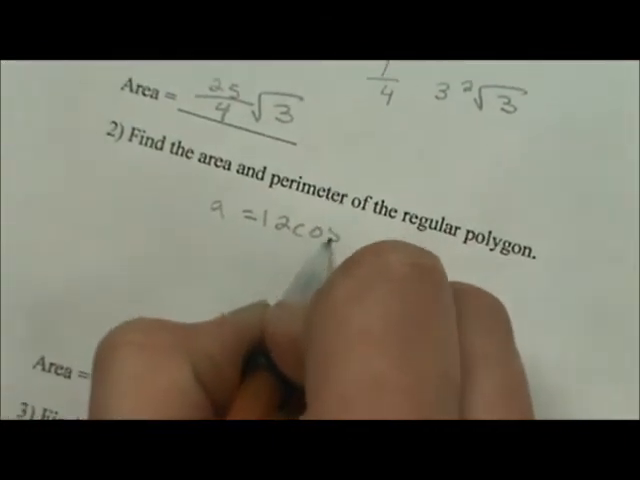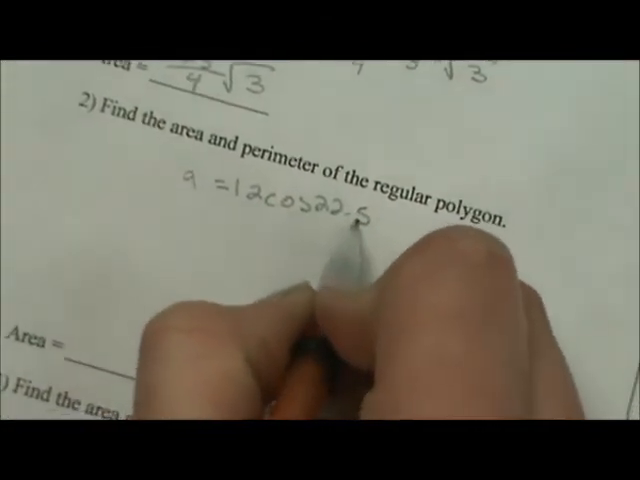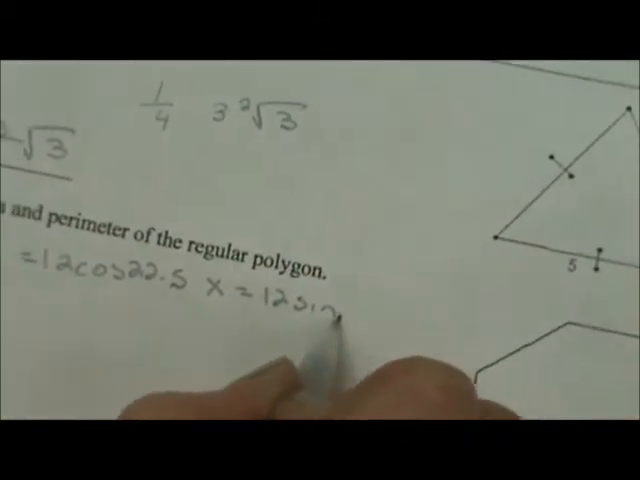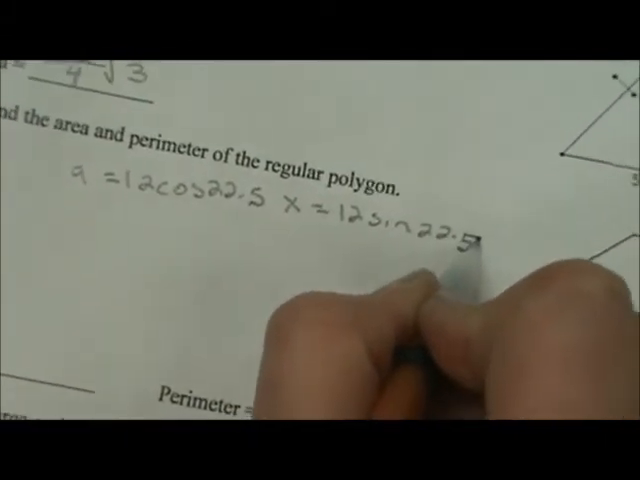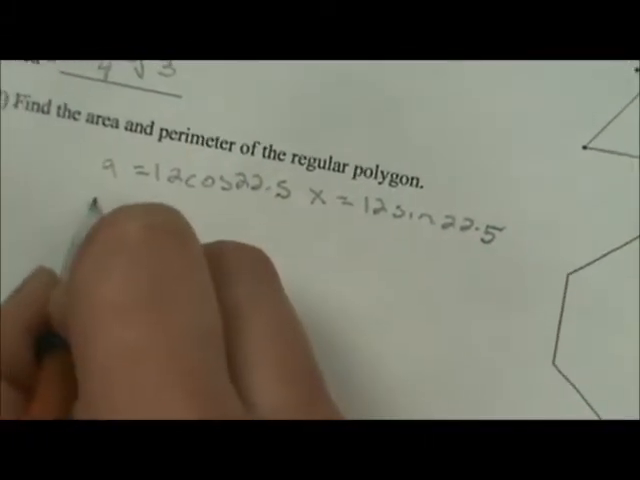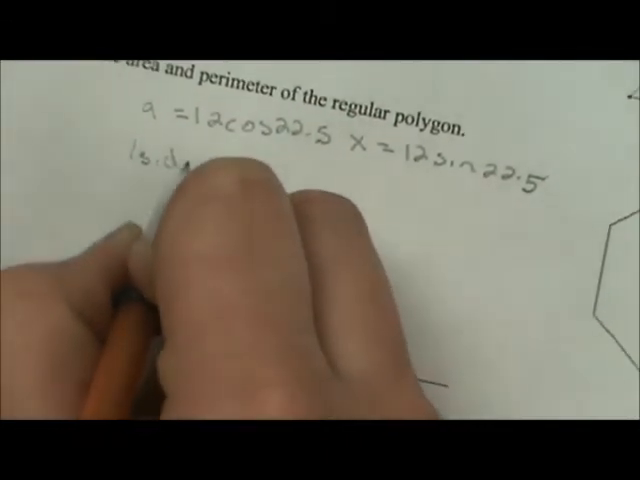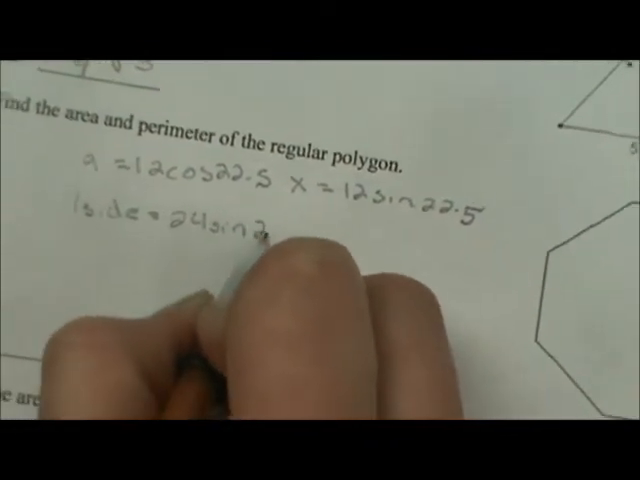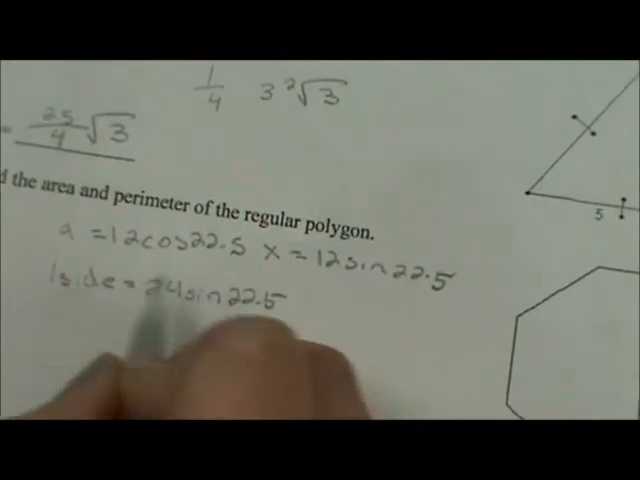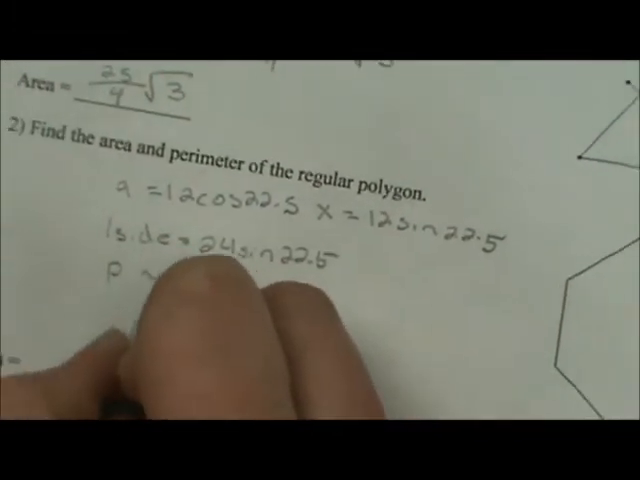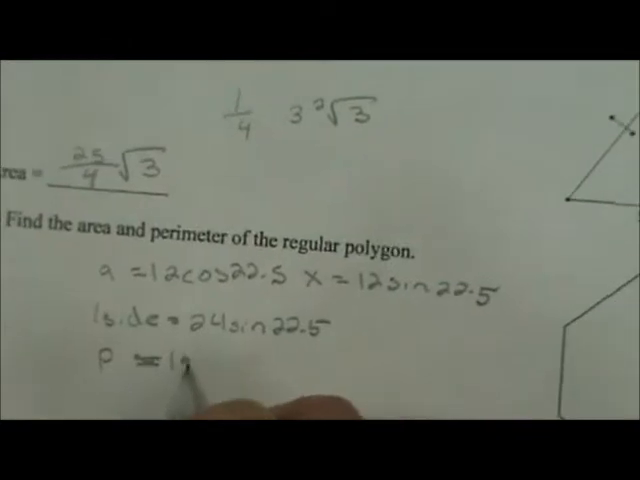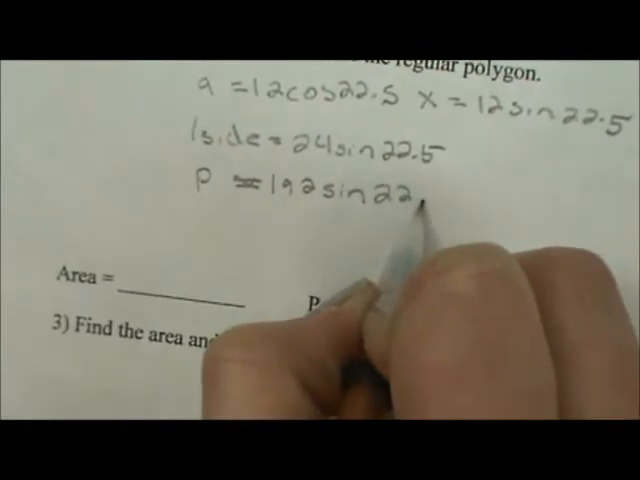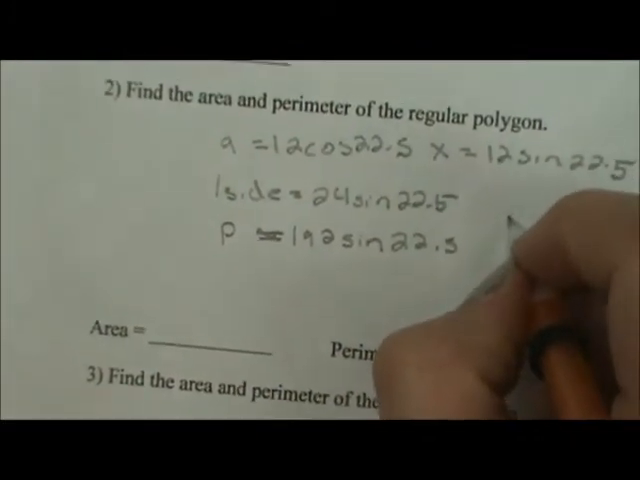So we have A equals 12 times cosine 22.5, x equals 12 times sine 22.5. Then we have the side equaling 24 sine 22.5. And P equals 192 sine 22.5.